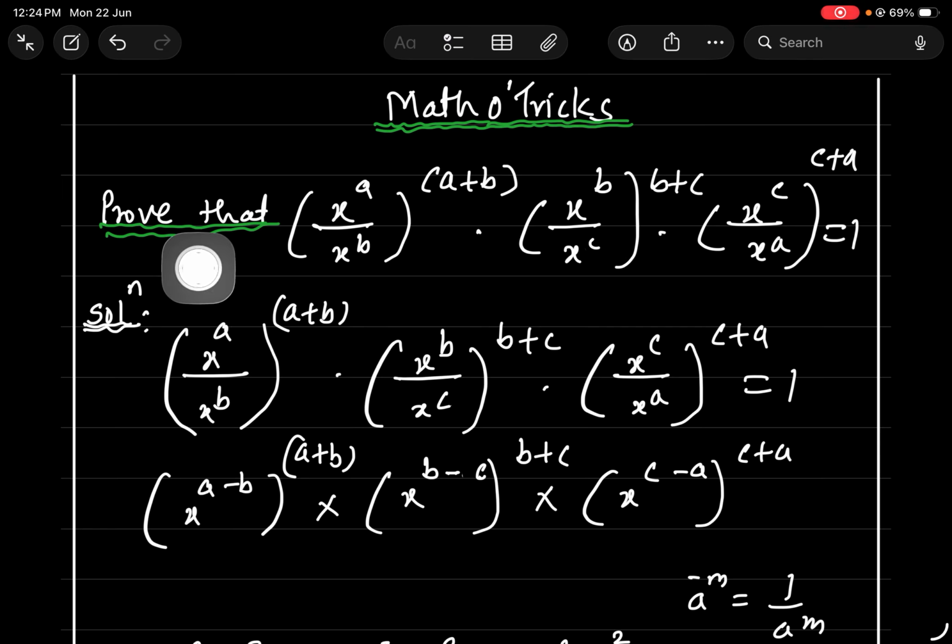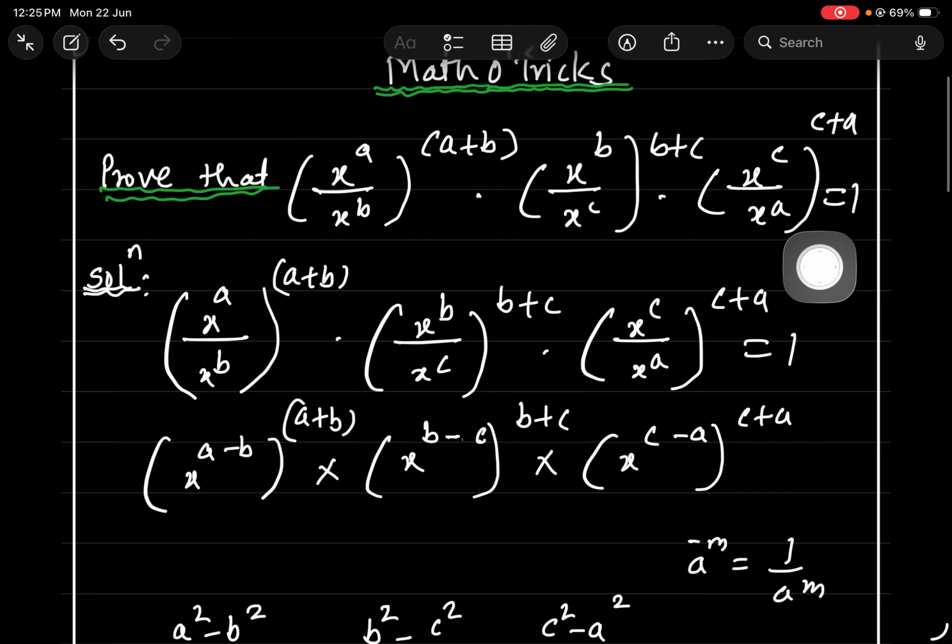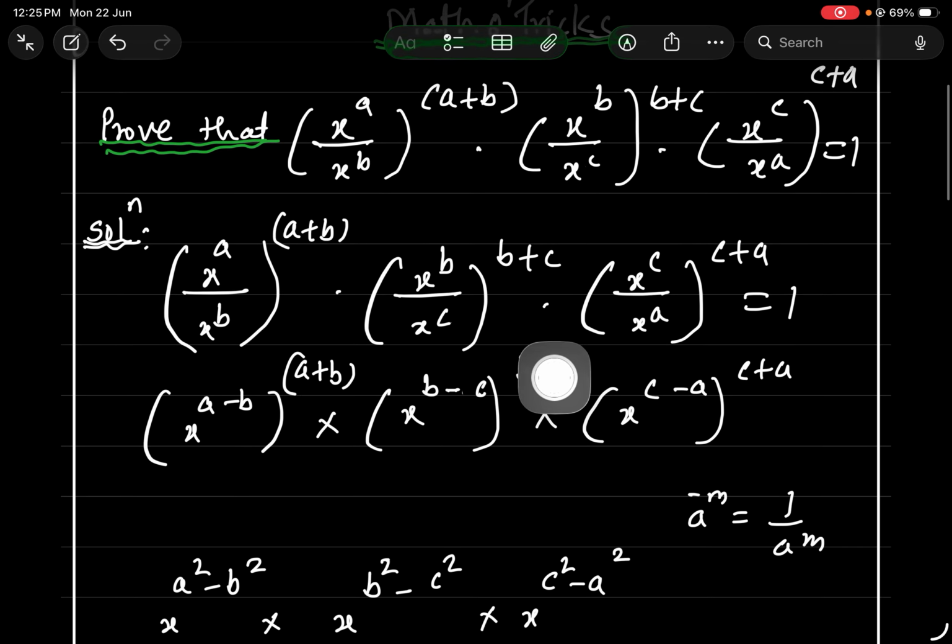Now in this video we will prove that (x^a / x^b)^(a+b) · (x^b / x^c)^(b+c) · (x^c / x^a)^(c+a) = 1. This is the problem given. We have to prove that after solving this, it comes to 1. So the problem is written as it is.